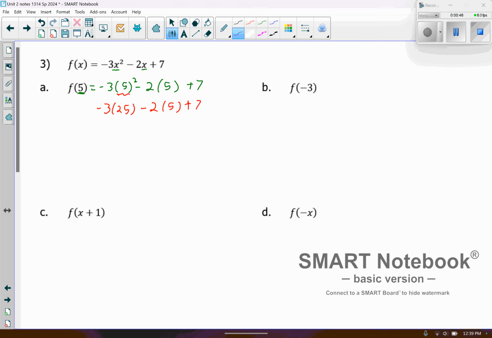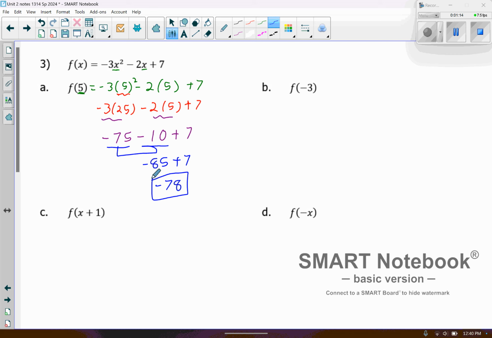And then next we will take care of our multiplication here. So we're going to get negative 75 minus 10. And then don't forget our plus 7. And then our next step, negative 75, take away 10, that's negative 85. And we'll add 7 to that, and that should give us negative 78 right there.